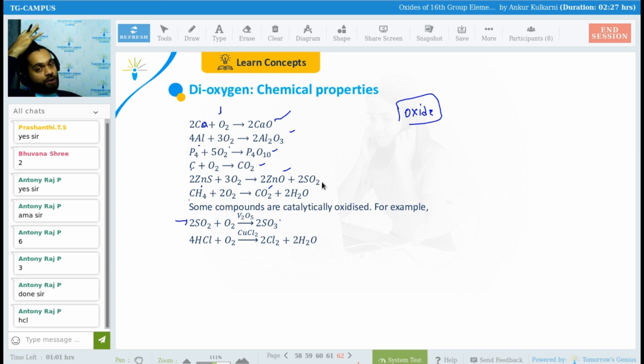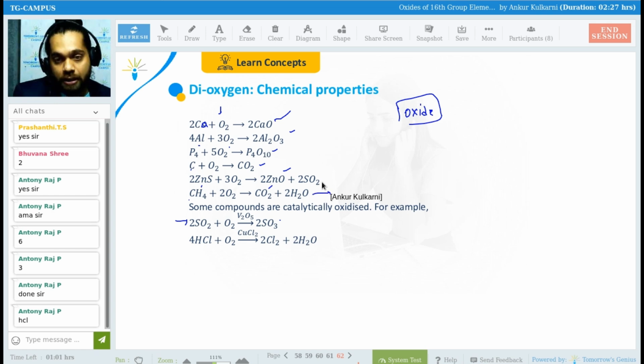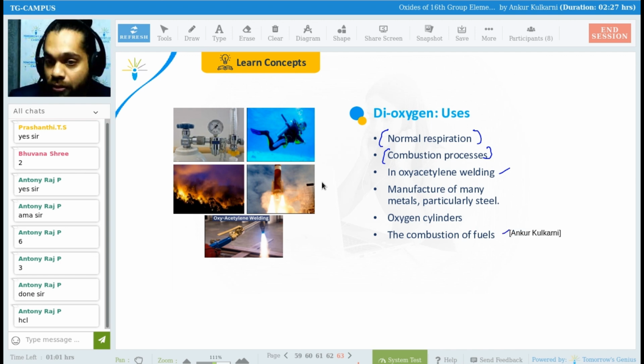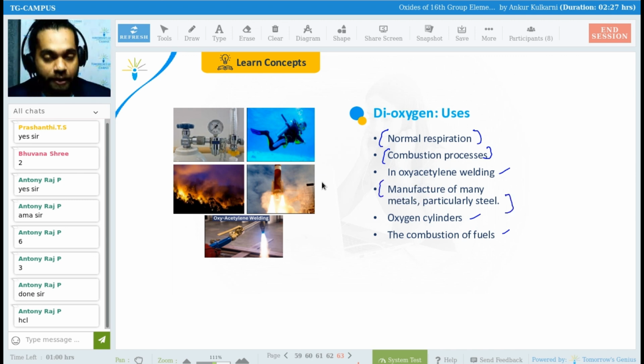And hydrocarbons, if I react them with oxygen, what do we call it? Combustion. Is it clear, everyone? Come on, give me yes or no. Next we have the uses. Simple uses: obviously normal respiration and combustion. Combustion in oxyacetylene welding, combustion of fuel, oxygen cylinders, manufacture of metals, steel, etc.